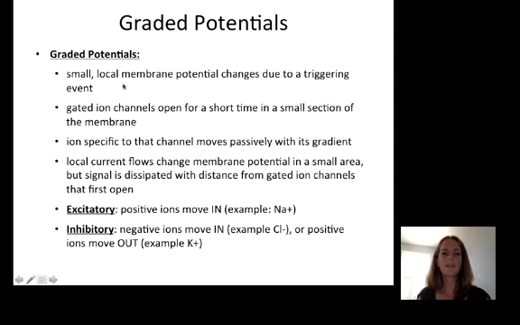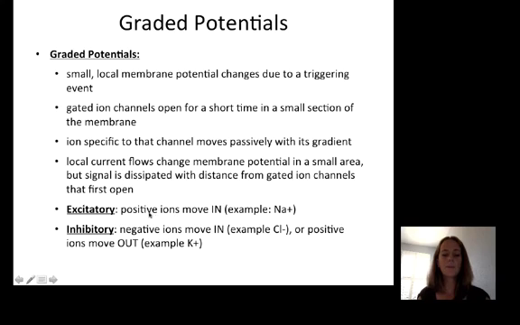So again, graded potentials: small local membrane potentials due to some kind of triggering event. Often these are small gated ion channels that are open for a short time in a small section of the membrane. The ions specific to that channel will move passively with their gradients. These are going to be local current flows, changing the membrane potential in small areas, but the signals will dissipate with time and distance. If they're depolarizing, or positive ions move into the cell, we call those excitatory. Often that is sodium moving into the cell.